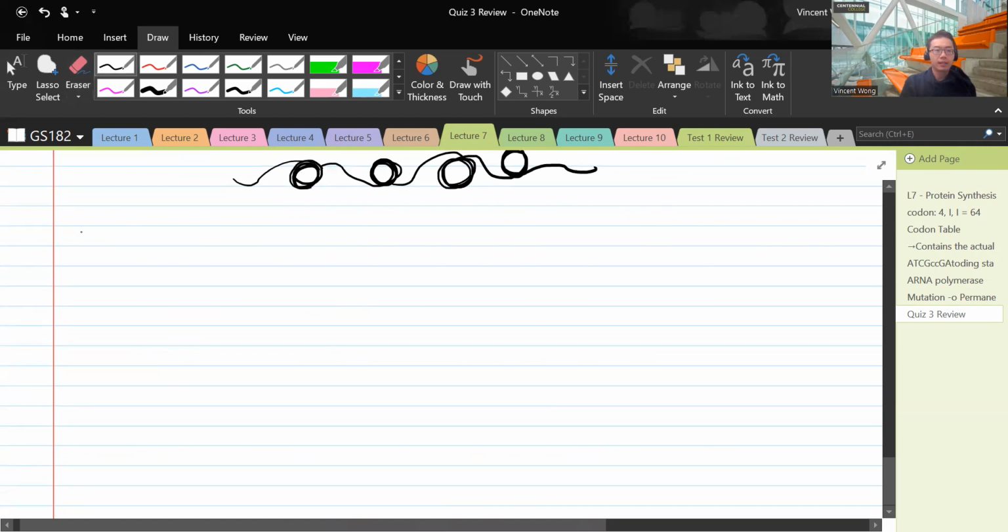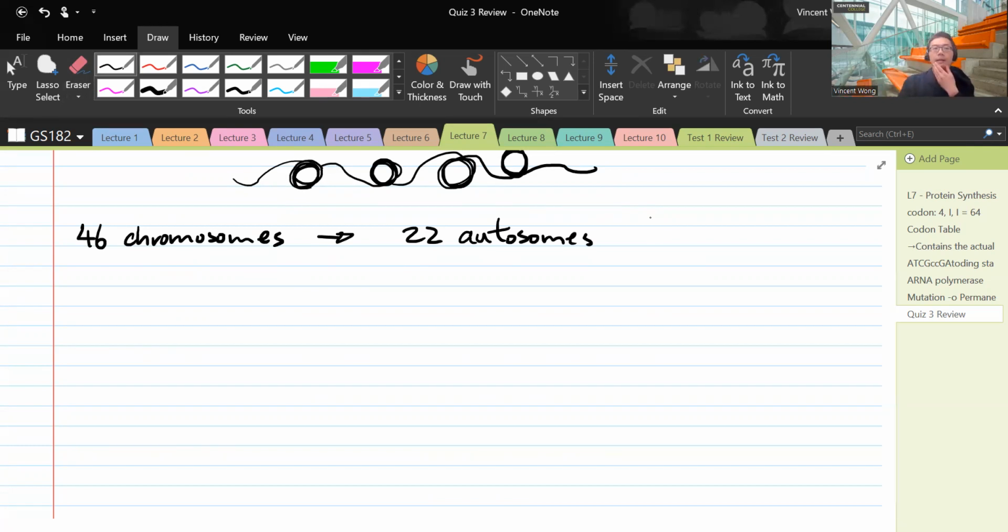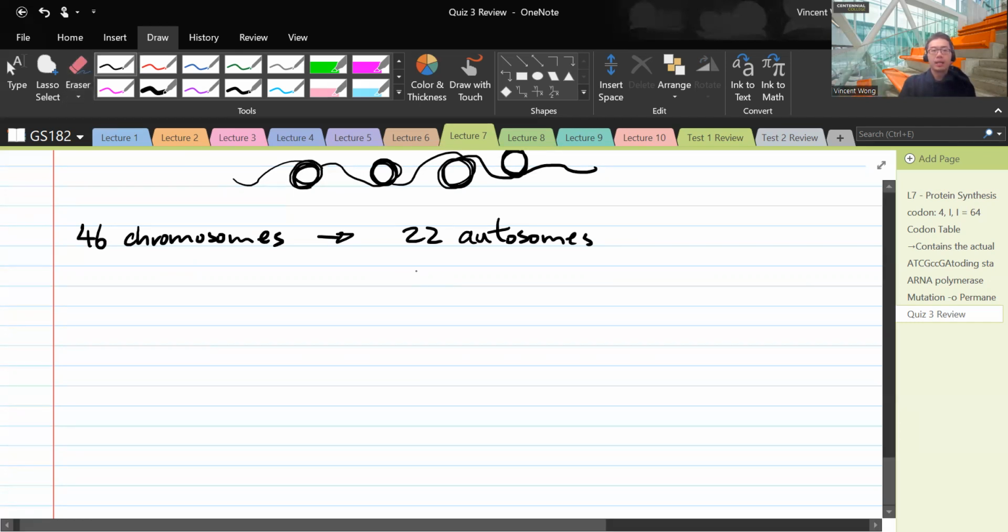Okay, so let's quickly talk about the fact that there are 46 chromosomes in humans for all the somatic cells, bodily cells, anything that's not a sperm or egg. And then there are 22 autosomes. Autosomes are chromosomes that determine everything about you except for the sex, right? So X and Y don't count. And then we have 2 sex chromosomes.